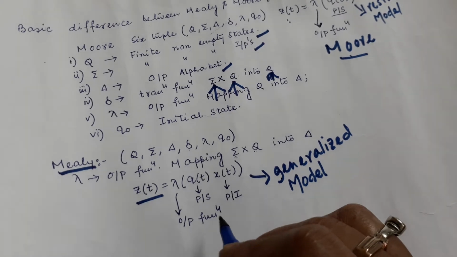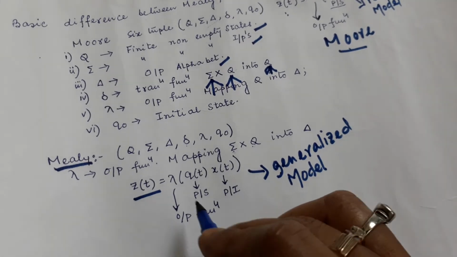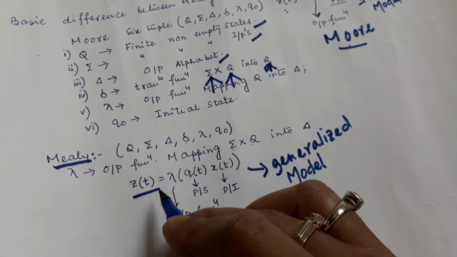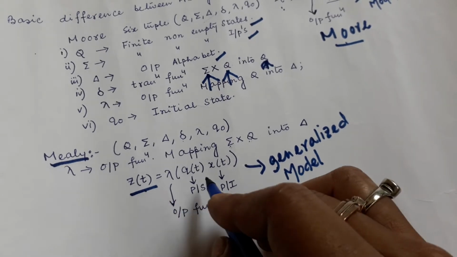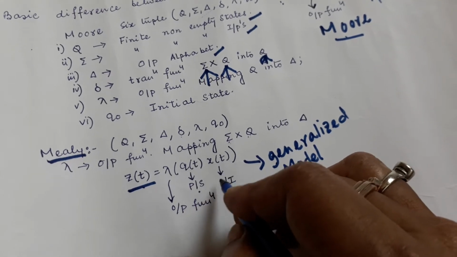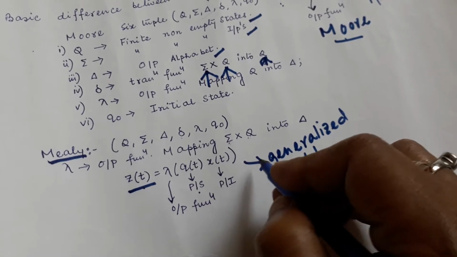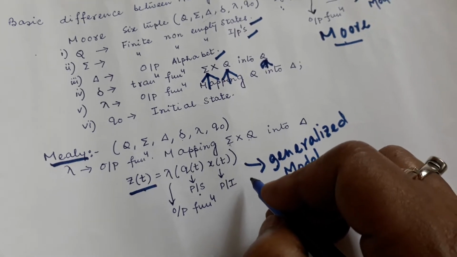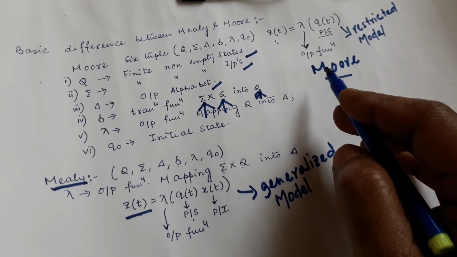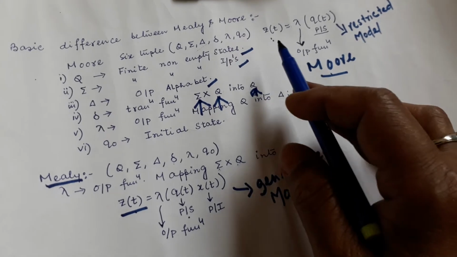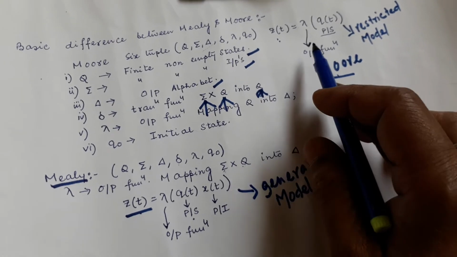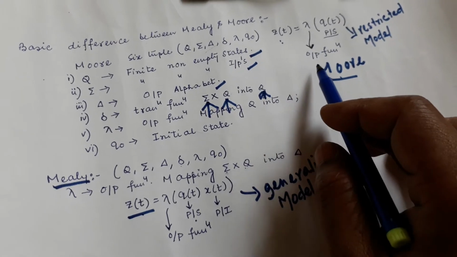A Mealy machine is a machine where the output depends on the present states and the present inputs only. So in this case the output depends solely on the present state, Qt, and the present input, xt. It's a generalized model, so this is known as the Mealy machine. On the other hand, a Moore machine is one where the output depends solely on the present states only, right? In this case lambda is the output function.